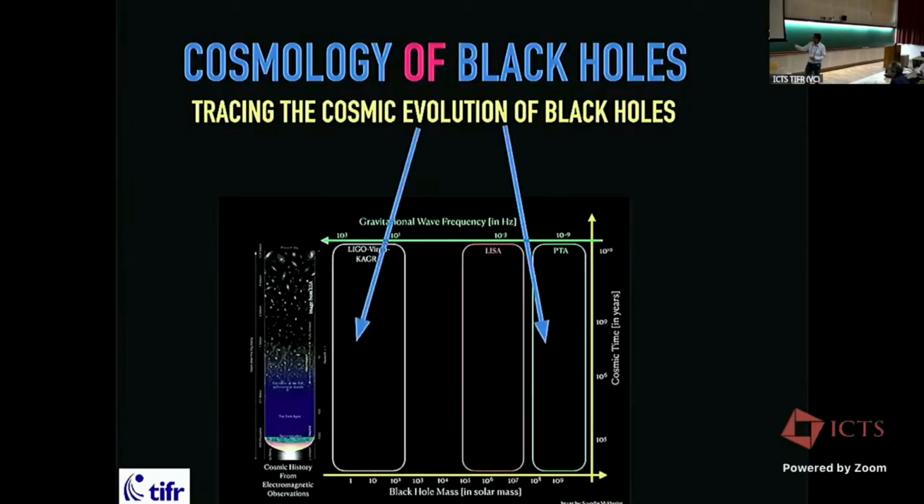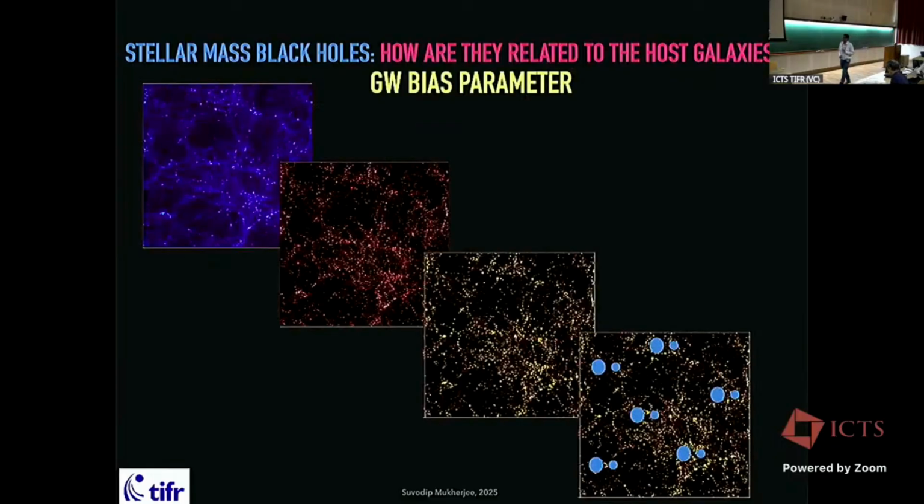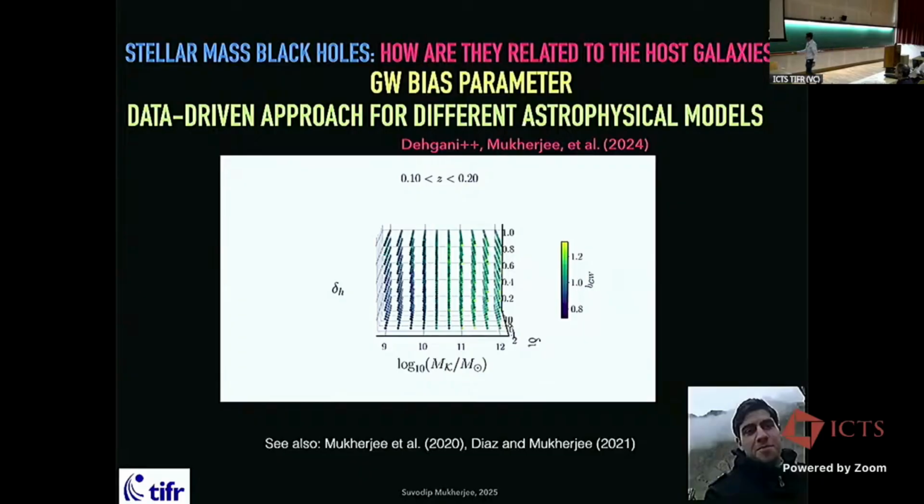So now I will talk about these 2 bands, how they are useful to understand the cosmic evolution of black holes. So how do we go with this? Let's at first start with stellar mass binary black holes and how they are related to the host galaxies. So this mapping I have done from dark matter, galaxy, star formation rate, and black holes. How do I connect it? What is the underlying physics? I play with a large number of astrophysical knobs to get a few observable quantities. Those observable quantities can be characterized in terms of the gravitational wave bias parameter. This is the work done by Amir.